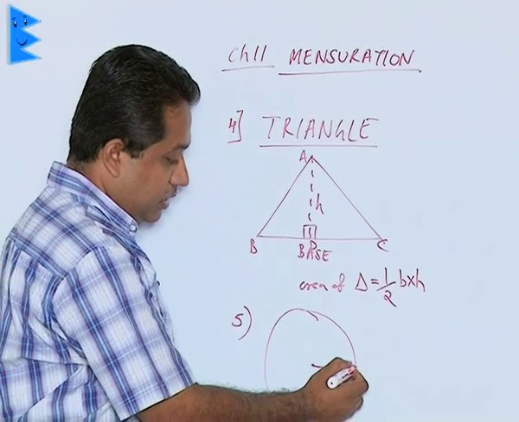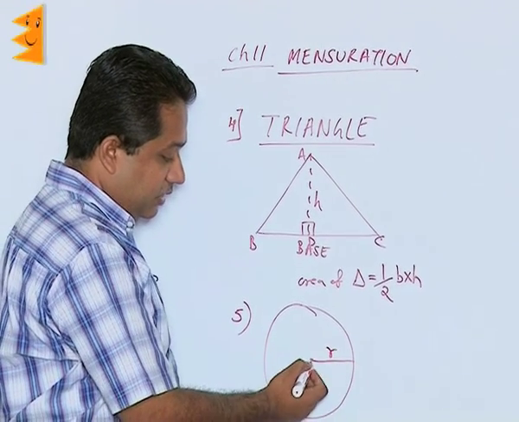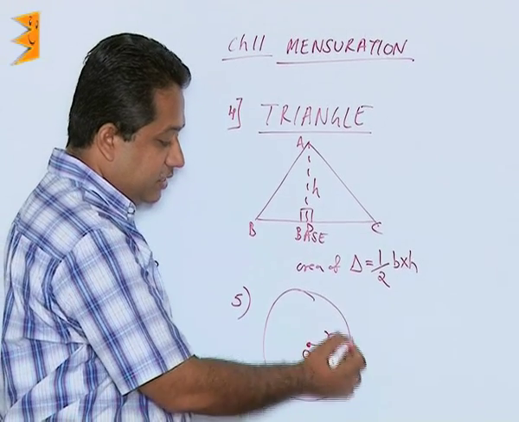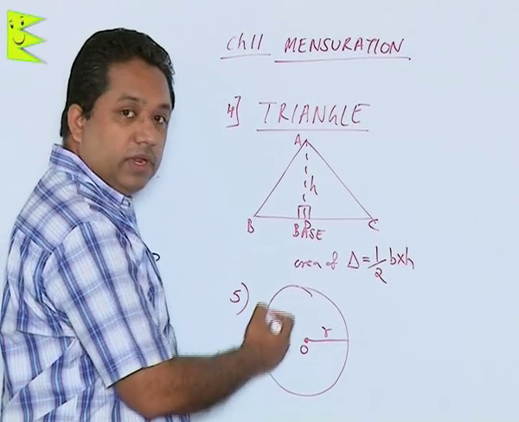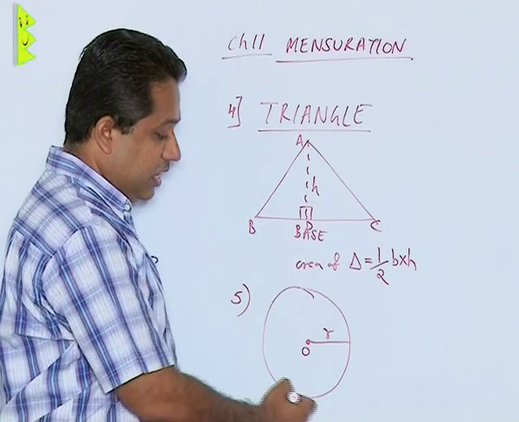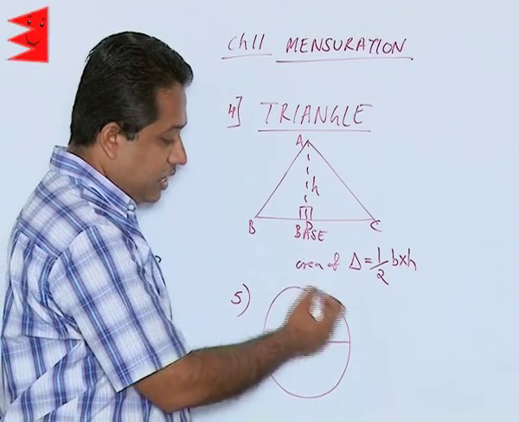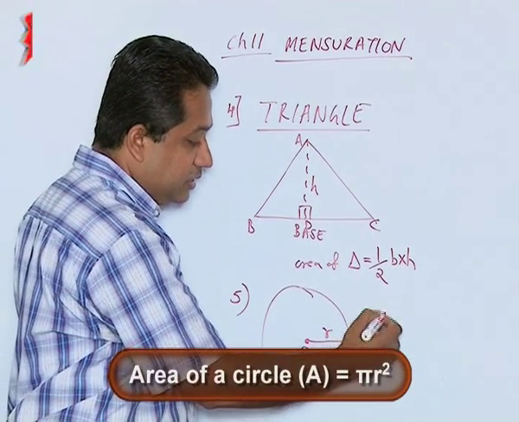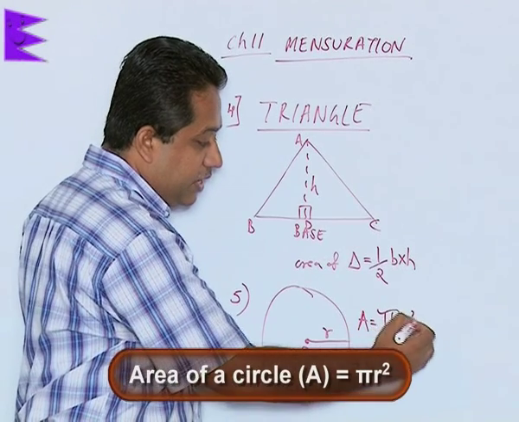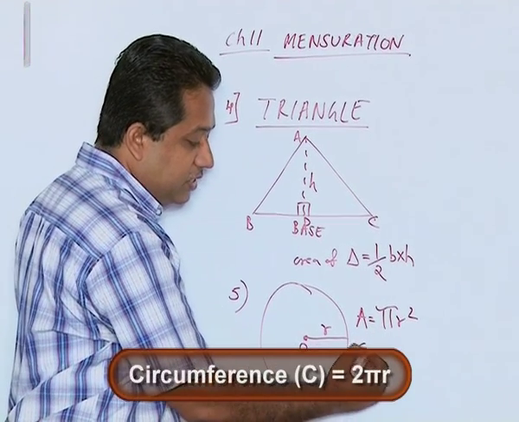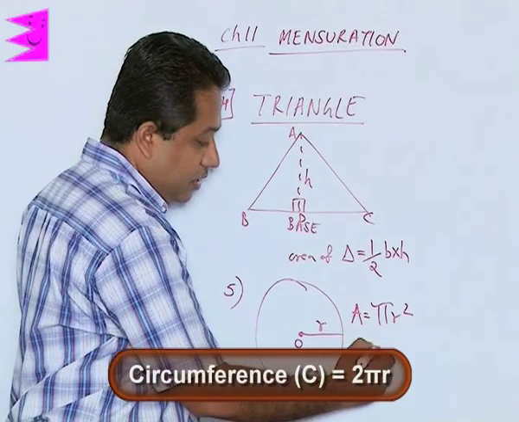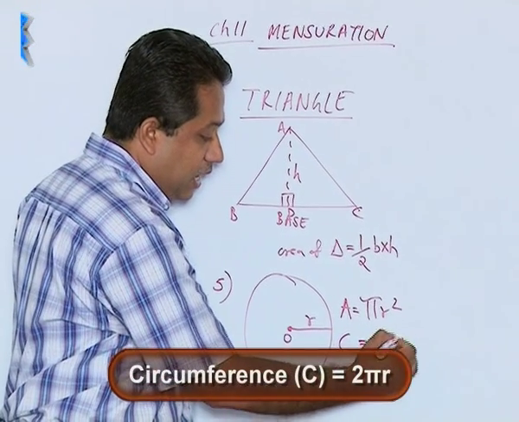In a circle we have a radius r, this is the center and this is the boundary length. The boundary is called the circumference in case of a circle. So, here the area of a circle is pi r square, and the circumference represented by capital C is equal to 2 pi r.